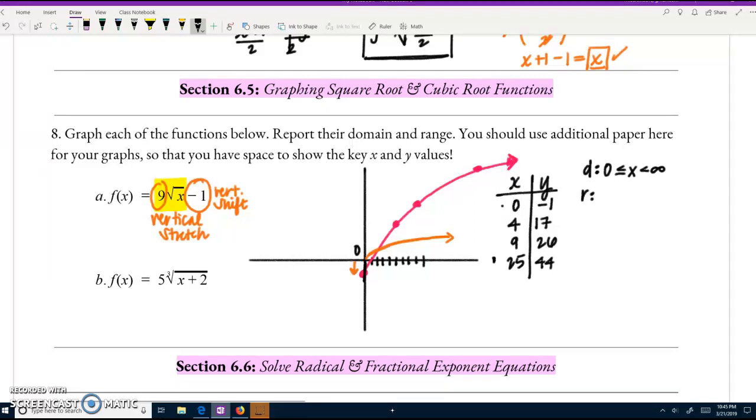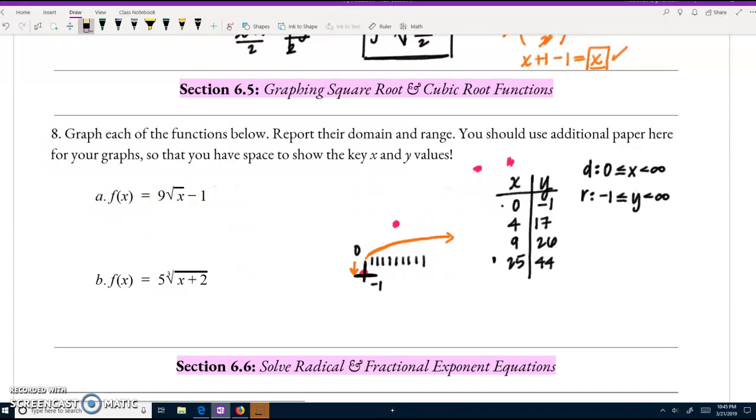Our range, if we look at the smallest y value the graph touches, occurs at negative 1. And then that y value is going to continue to increase up to positive infinity. So that's our domain and range for this particular graph for part A. So now in order to make some space, I'm going to erase this graph and come down to part B.